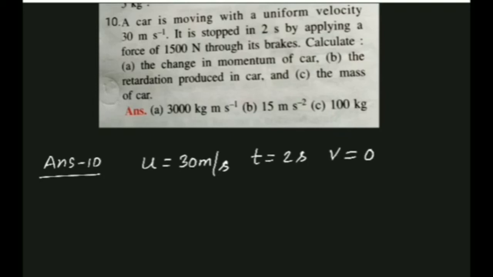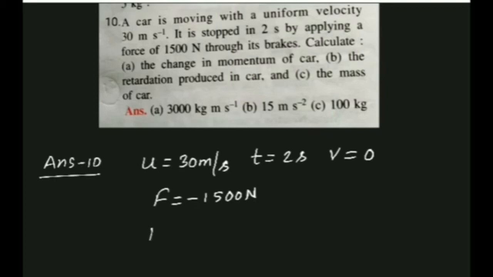By applying a force, the value of force is given, but you have to put a negative sign before 1500. Why? Because the force is actually making the body stop. Now calculate the change in momentum.